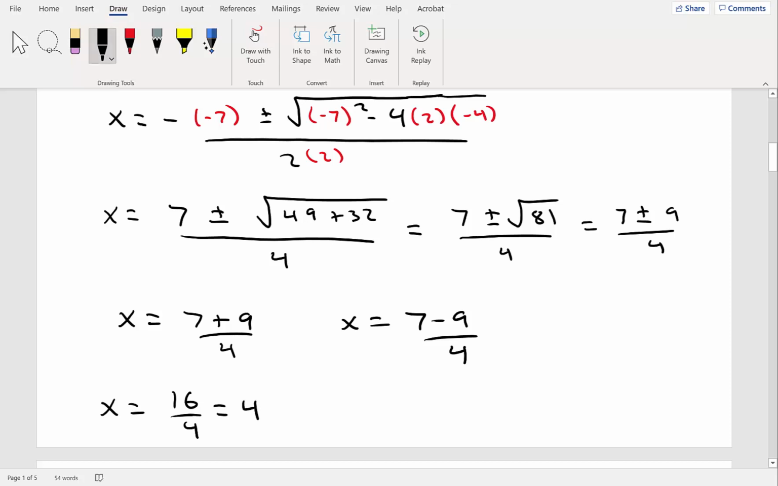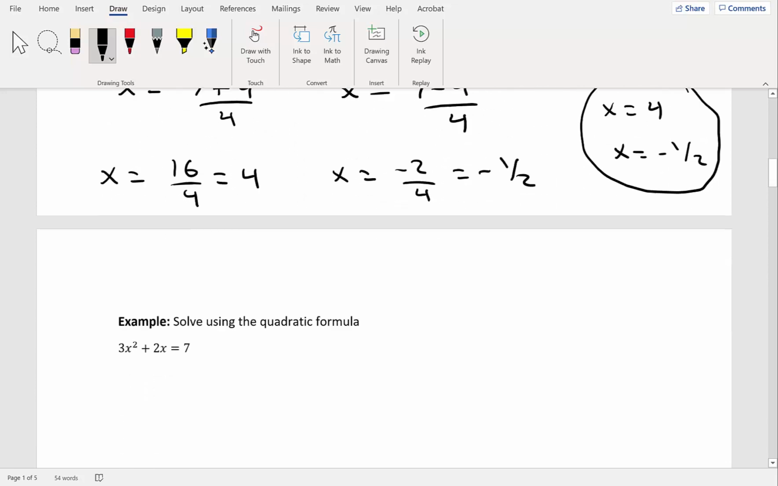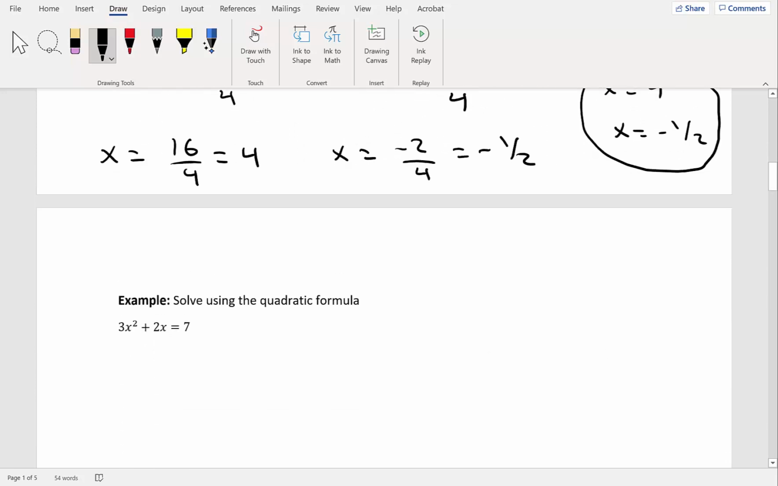Next equation. I have x is equal to, now 7 minus 9 gives me negative 2. So I have negative 2 over 4, which gives me negative 1/2. So my two solutions are x equals 4 and x equals negative 1/2. And now we have our two solutions for our quadratic equation. Let's take a look at another problem.